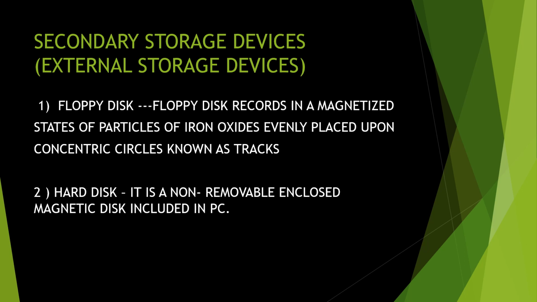So you get an idea. We are storing data on it. It's a high storage area. Secondary storage means the storage is high. It is manganese and iron oxide, and it has concentric circles in the case of a floppy disk. Next is the hard disk.